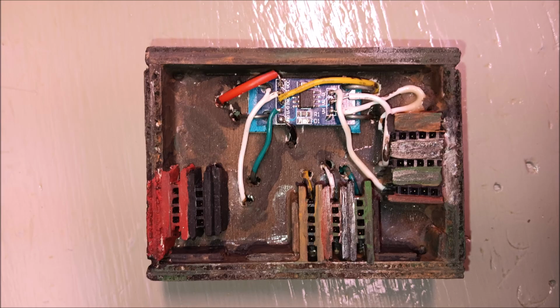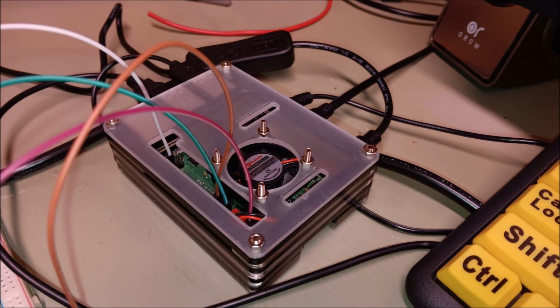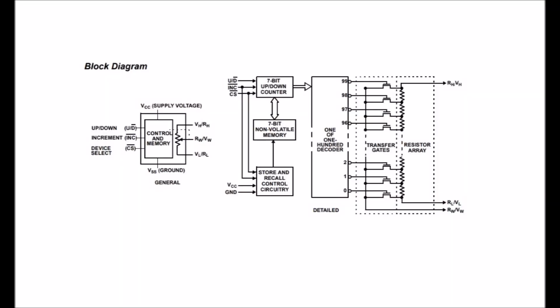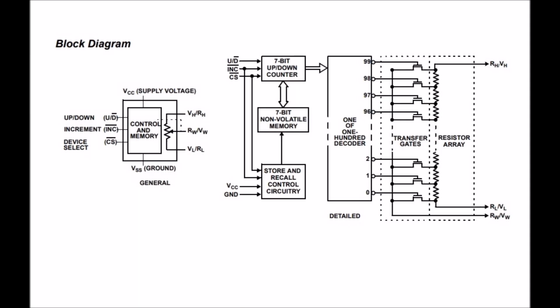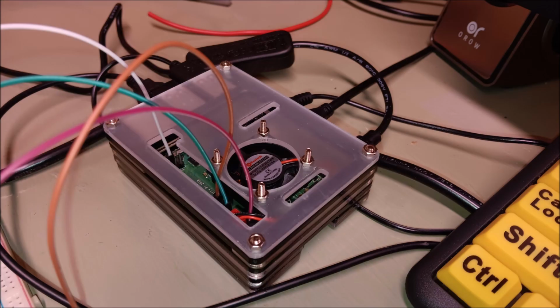The digital potentiometer is controlled by a Raspberry Pi 4, which drives the control pins directly. I'm not using the non-volatile memory feature of the X9C103, so the CS pin is not used. All of the required control signals are generated by the Pi as output pins.